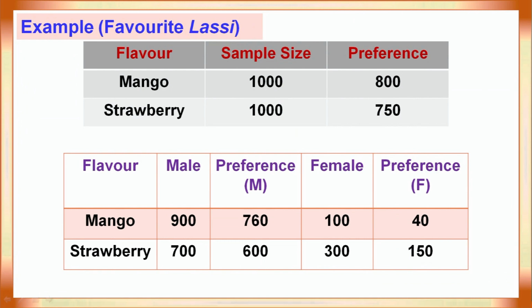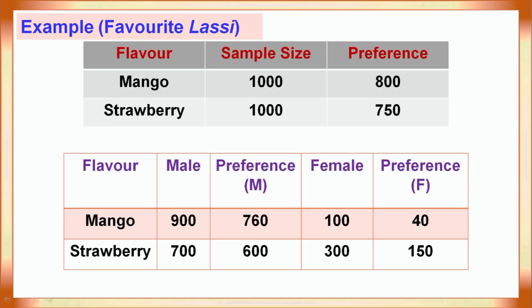Or take another example. Say a study is being carried out on which flavor of lassi is the most favorite for you. You know, mango, strawberry, there are a number of flavors. First you carry out a sample survey, and you find that 800 out of 1000 respondents prefer the mango flavor, and only 750 prefer the strawberry flavor. So it looks like 80% prefer mango flavor, or 75% strawberry flavor. So mango is the winner here.